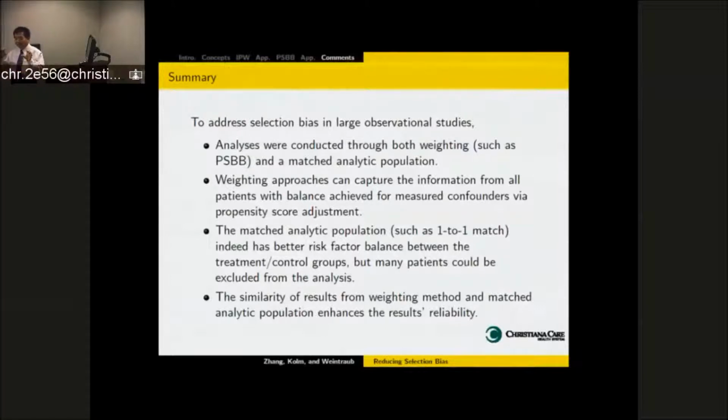So the better way is to conduct the two different ways and then see what the discrepancy between the results is. If we can get similar results from the weighting method and the matched population, then the results from observational studies could be much more reliable, and it enhances our results' reliability.